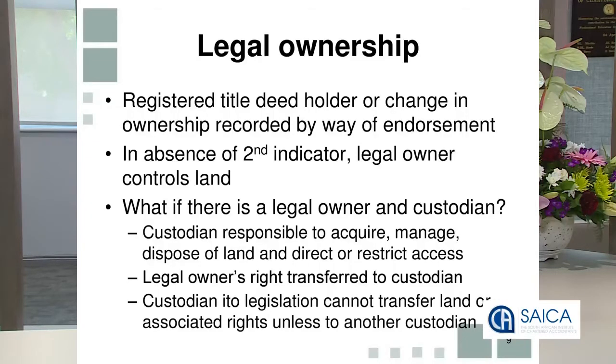The first one is in relation to legal ownership. So what is legal ownership? It's a registered title deed holder of the land, or it may be a change in the ownership recorded by way of an endorsement. ED 151 also clarifies that in the absence of the second indicator that deals with the right to direct access to the land, the legal owner will control the land.